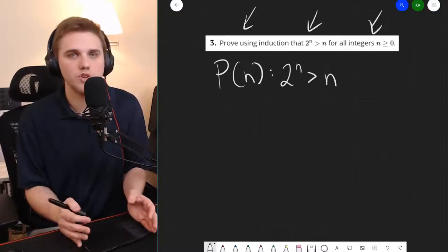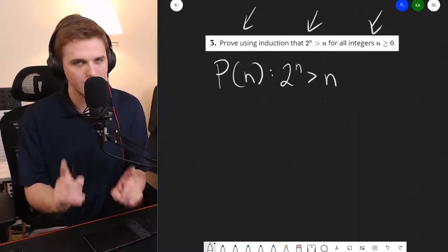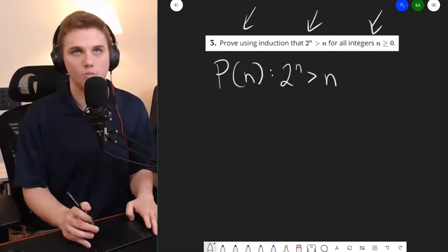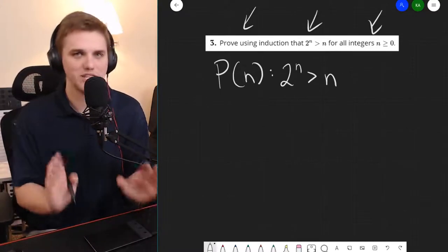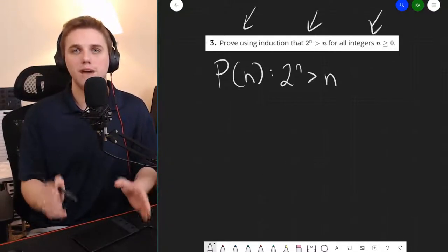Now, usually students have a decent grasp at figuring out what P(n) is. I'm not concerned about that. It's the induction step that a lot of students struggle with the most. We'll get there and it will make sense, hopefully. So, how do we prove this using mathematical induction?